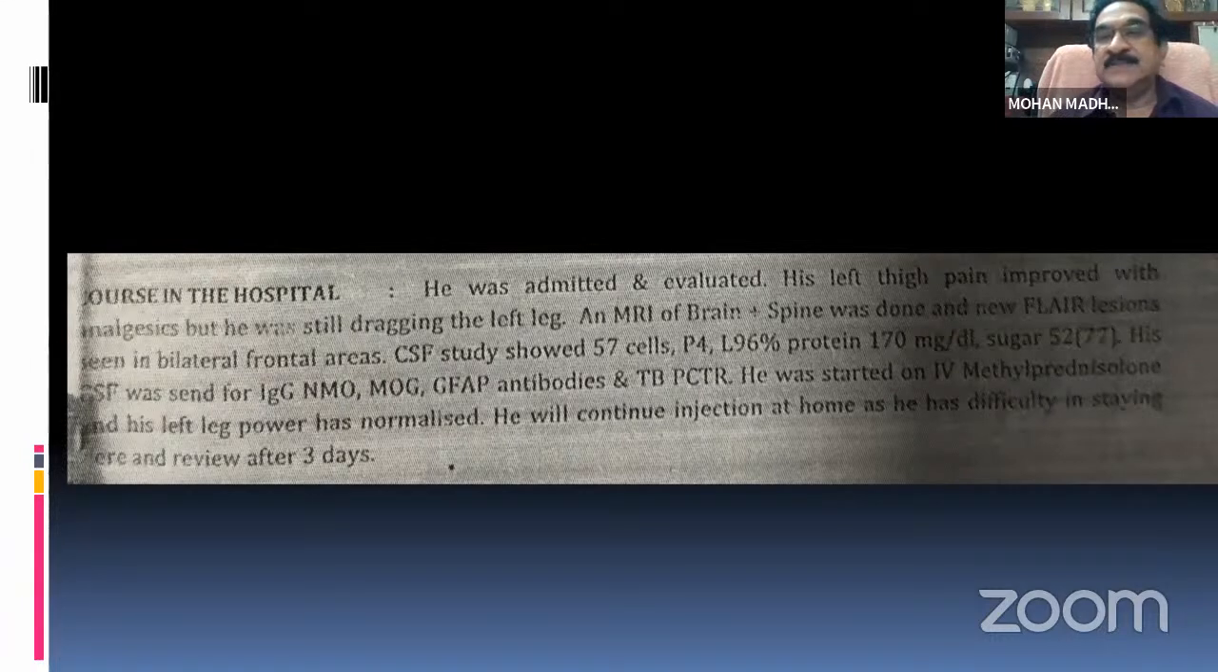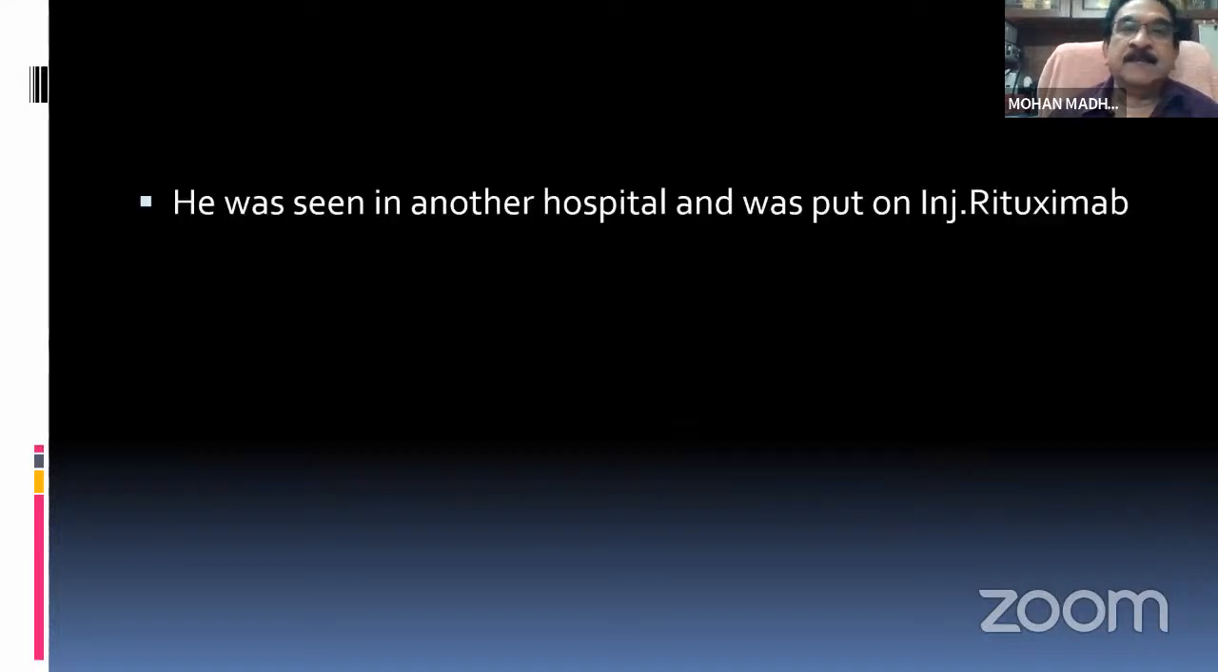MRI brain and spinal cord was done. No new flare lesions in bilateral frontal areas. CSF showed 57 cells, which I already told you, protein 170. CSF was sent for NMO, MOG, GFAP, TB PCR, all negative. He was started on IVMP and his leg power again normalized. And because he has again had recurrence on MMF, he was seen by another neurologist in another hospital and they put him on injection rituximab.